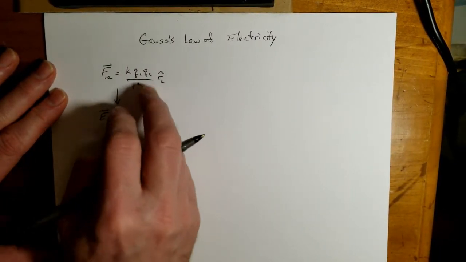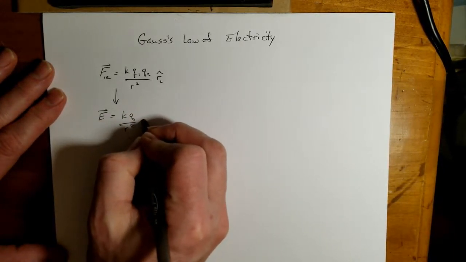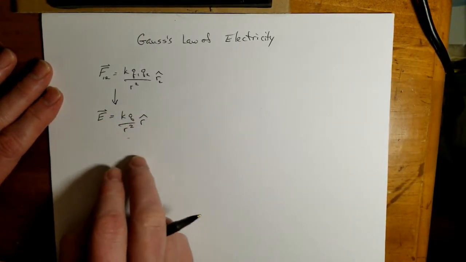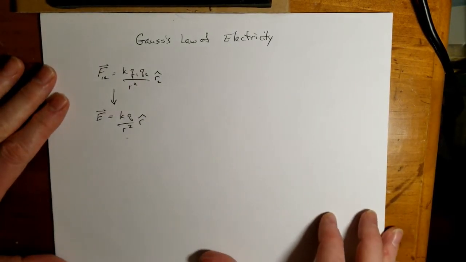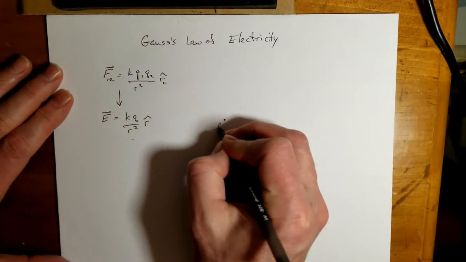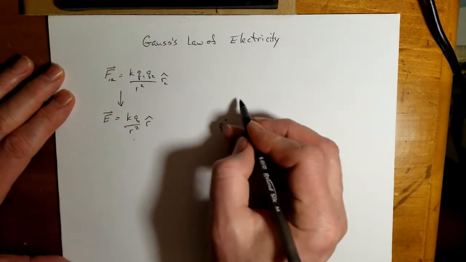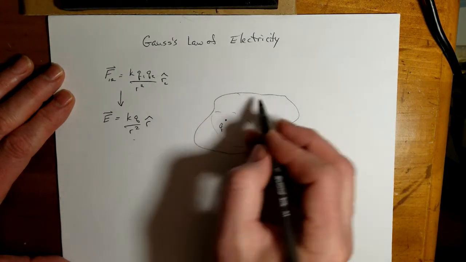So the electric field is you divide by a point charge and you end up with kq over r squared r hat. So if Q is positive, it's going away from the charge. If it's negative, it's going towards the charge. So imagine that I have some charge Q inside a surface. This is a three-dimensional surface.